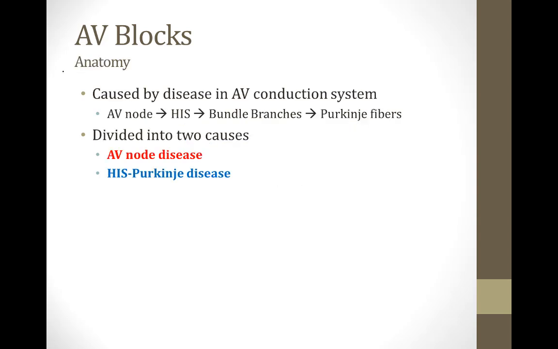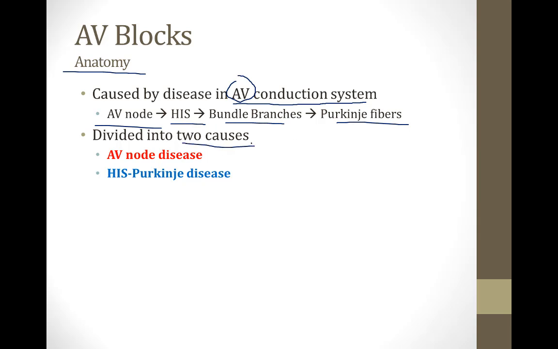It's very important that you understand the anatomy of AV blocks. In other words, you need to understand which anatomical structures are diseased in the various different forms of AV blocks. So the first thing for you to know is that an AV block can be caused by disease in any portion of the AV conduction system. In other words, any portion of the heart that conducts electricity from the atria to the ventricle. So this could involve the AV node, or the His bundle, or the bundle branches, or the Purkinje fibers. However, clinically, we divide the causes of AV blocks into two categories.